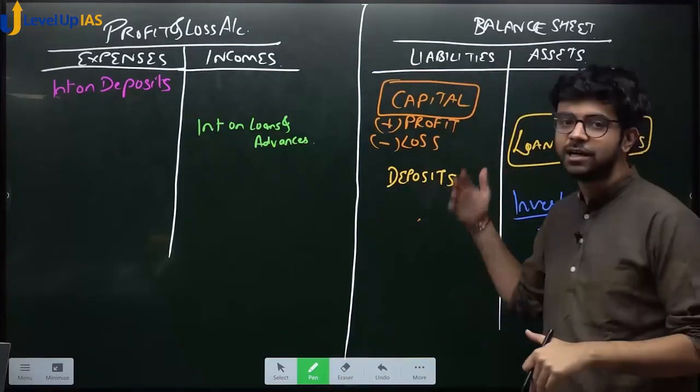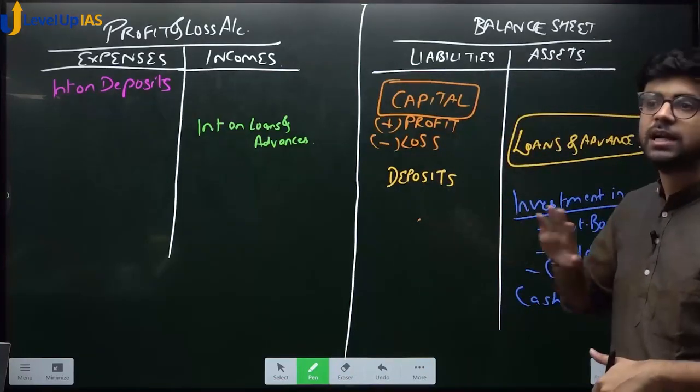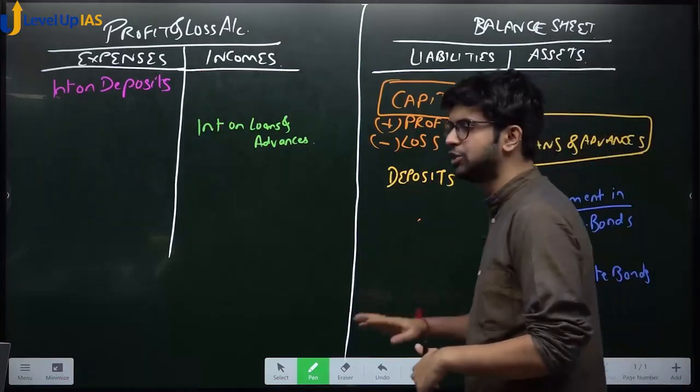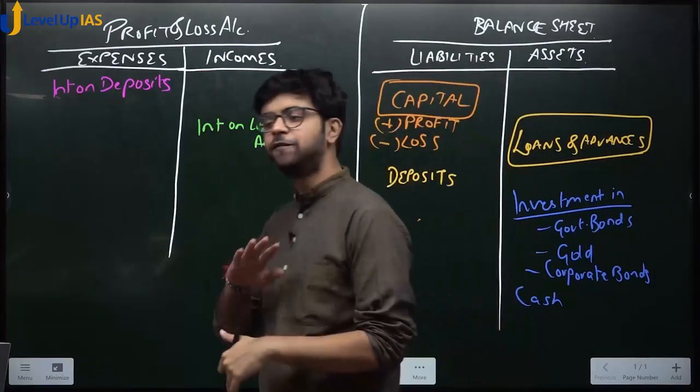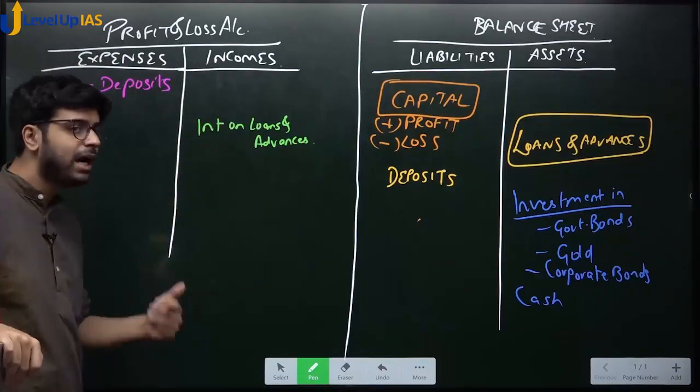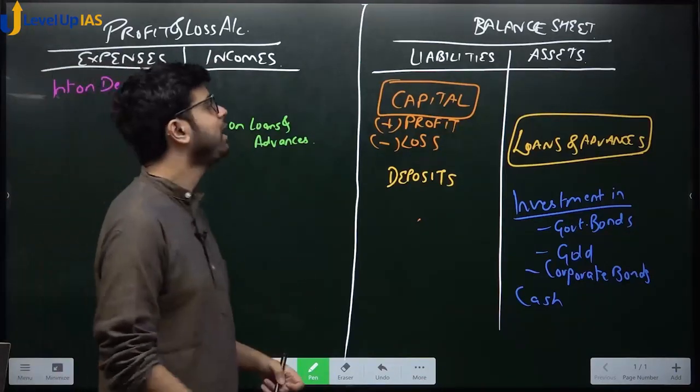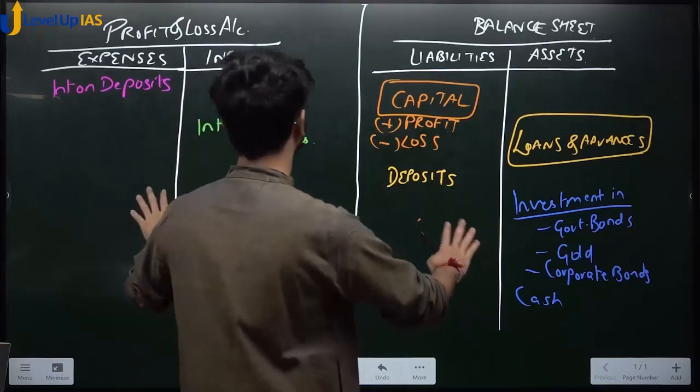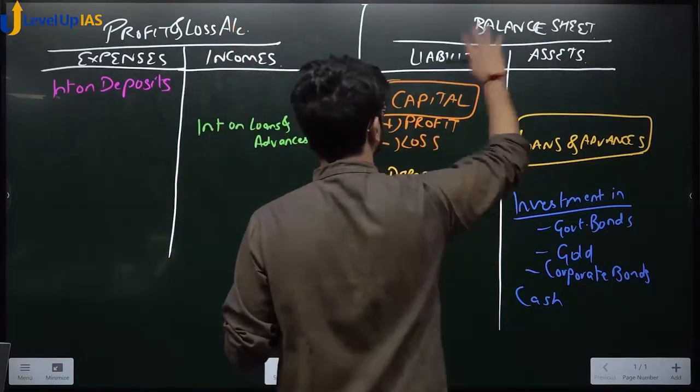I will keep on adding layers to this. But once you understand this, trust me, NPAs, prudential norms, capital buffers, everything would be very clear. So we want to invest as much time as possible. We'll start again. Let me just quickly take you through it. So we are making two accounts here. One is called profit and loss account. One is called balance sheet.